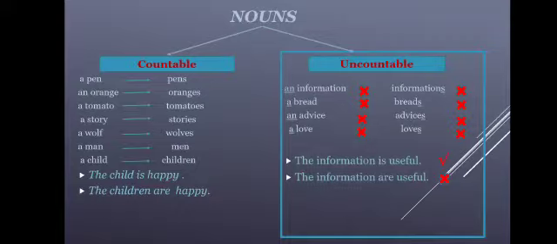Go here to the uncountable nouns: information, informations. Of course, this is wrong. I can't put a or an before the uncountable noun, and I can't make them plural. A bread, breads. An advice, advices. A love, loves. Those are wrong. I say information without putting an and without putting s. A bread, I say bread only. Don't put a and don't add s because those are uncountable.